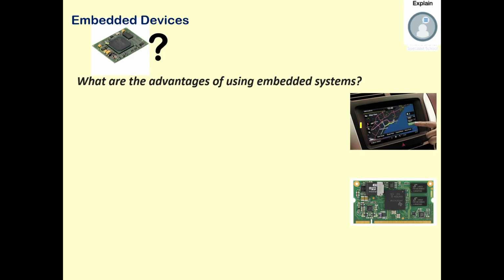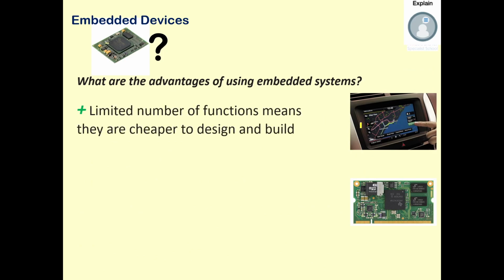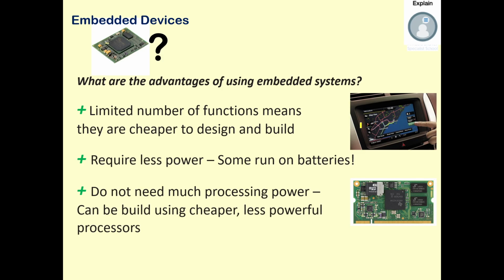What are the advantages of an embedded system? It has a limited number of functions, so they are cheaper to design and build because they don't do as many things. They require less power. Some can even run on batteries, such as smartwatches, which has a battery in it you can wear on your wrist. They don't need as much processing power, so they can be built using cheaper, less powerful processors. So they are cheaper to buy and to build.